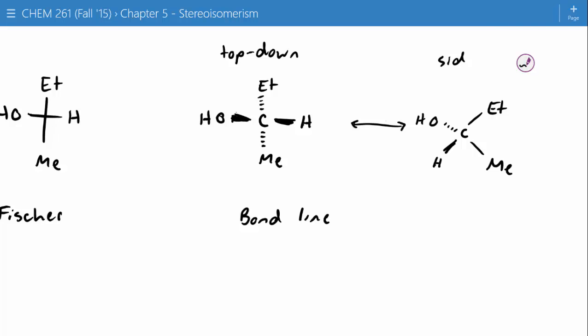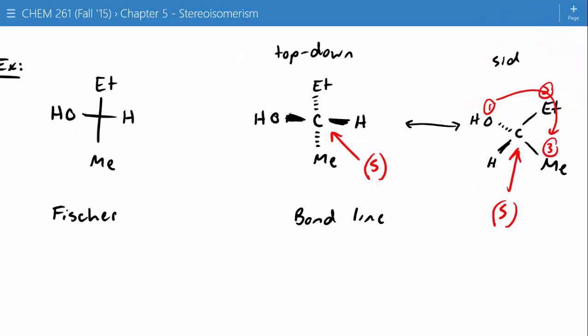So what's going to be highest priority? Oxygen, followed by what? Ethyl, followed by methyl. So is this going to be R or S? S, because the lowest priority is pointing forward, so we need to flip the R and S. So this would be an S stereocenter, and this one is also described as S.